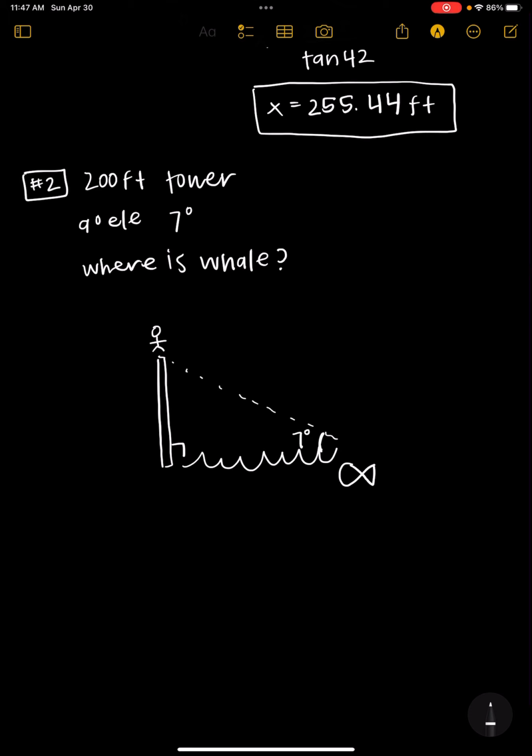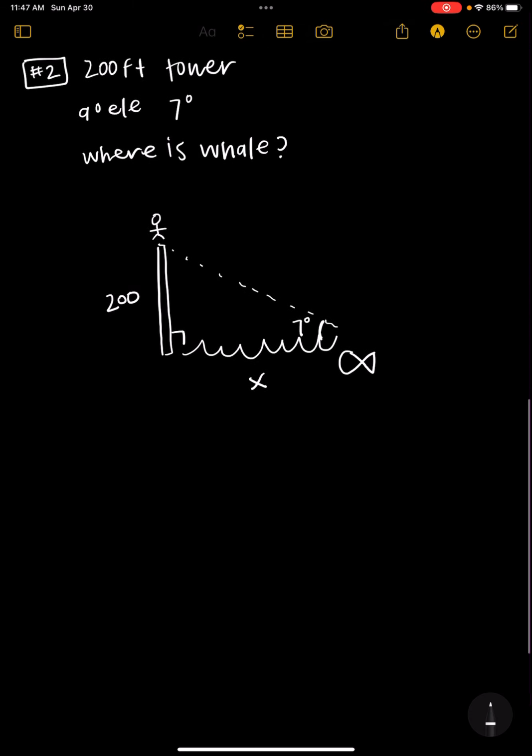And we want to know, oh, and the tower is 200 feet tall. We want to know how far the whale is away. So that's my x. All right, so cool. That's our triangle. I'm just going to redraw it without my goofy pictures. My right angle, 7 degrees, 200 feet right there, and there's our x.